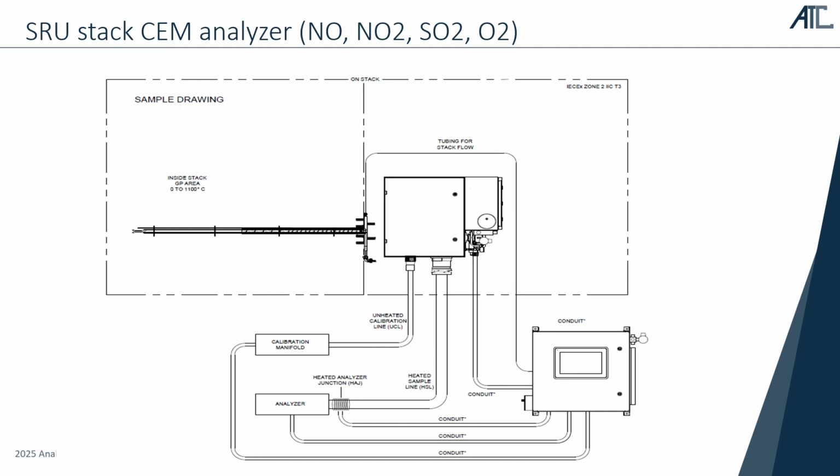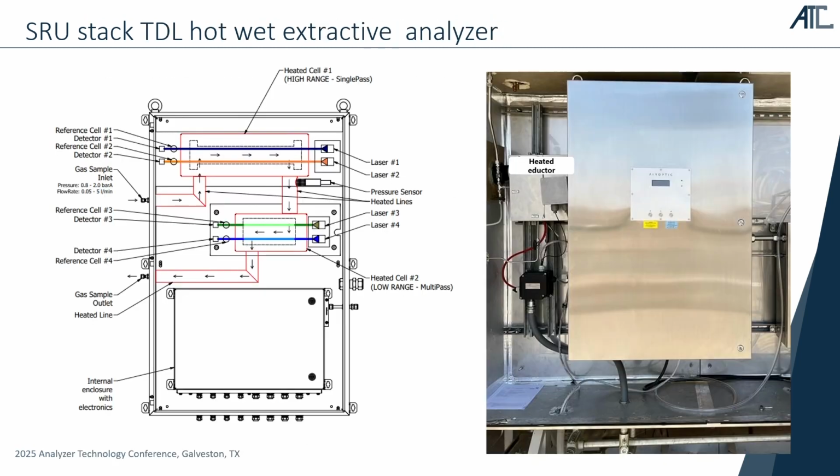And that is shown here. The analyzer, in fact, measures NO, NO2, CO, SO2, and oxygen. We can also add CO2 if necessary. And this was a requirement for the SEM. In fact, this one uses 2 cells and 4 lasers.